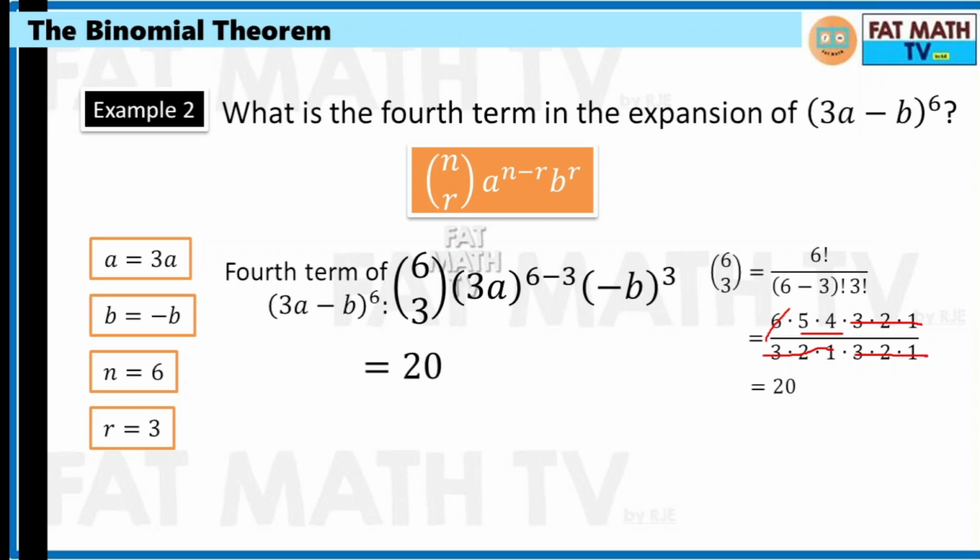3a raised to 6 minus 3, which is 3. So (3a)^3 is 3 cubed times a cubed, and 3 cubed is 27, so 27a cubed. Negative b raised to 3 is negative b cubed, because that is negative b times negative b times negative b. And 20 times 27 times negative 1 is negative 540. Copy a cubed and b cubed. So the fourth term of (3a - b) raised to 6 is negative 540 a cubed b cubed.